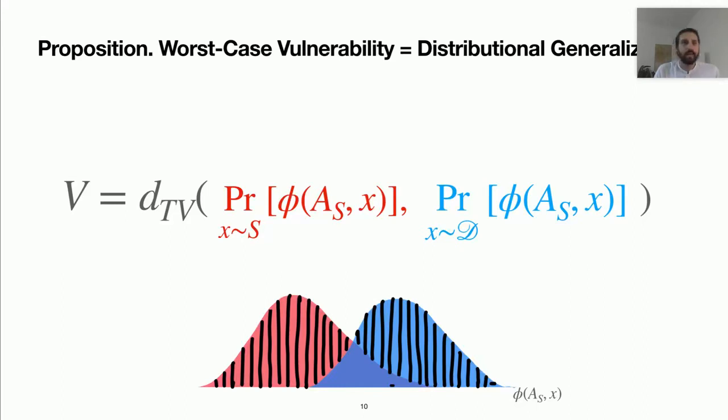We formalize the worst-case vulnerability as the best possible normalized attack accuracy in a standard formalism by Yeom and colleagues. We show that this worst-case vulnerability is exactly equal to the distributional generalization gap. So if poor classical generalization is a sufficient condition for vulnerability, the necessary and sufficient condition is poor distributional generalization.